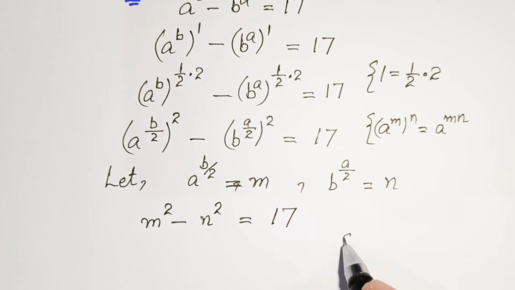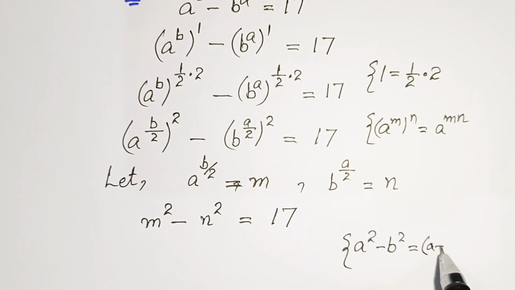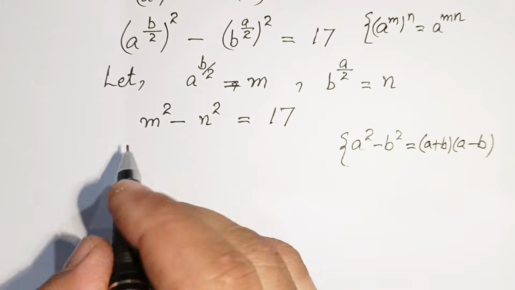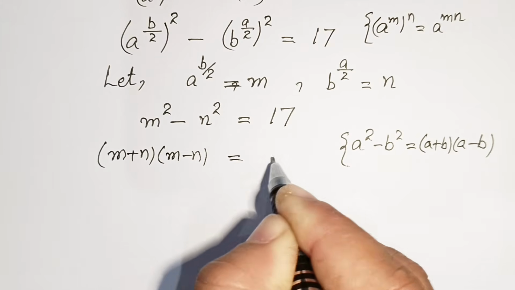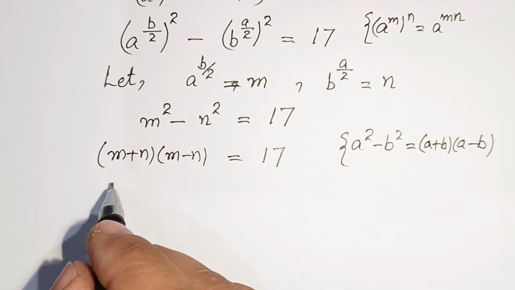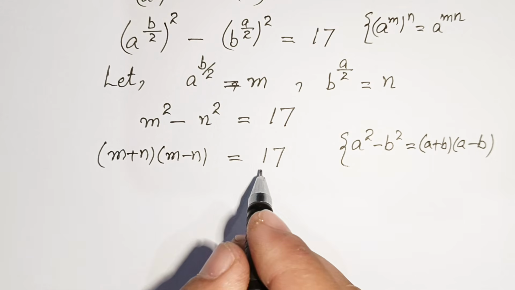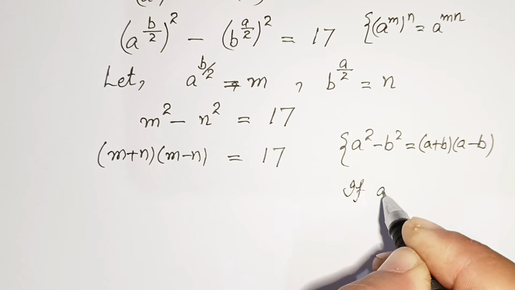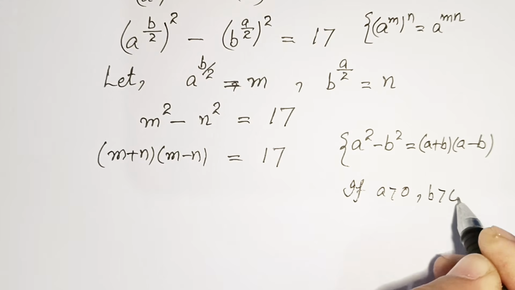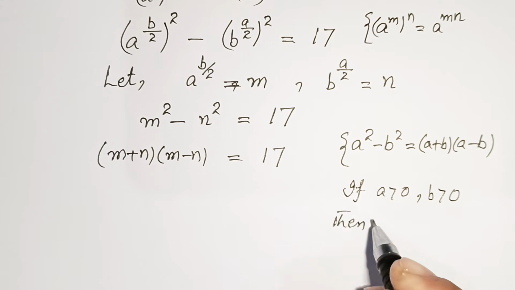Now according to this algebraic identity, that a squared minus b squared is equal to a plus b times a minus b, here we have m plus n times m minus n is equal to 17. Here we know that if a is greater than 0 and b is greater than 0, then we can also write that m and n are greater than 0.